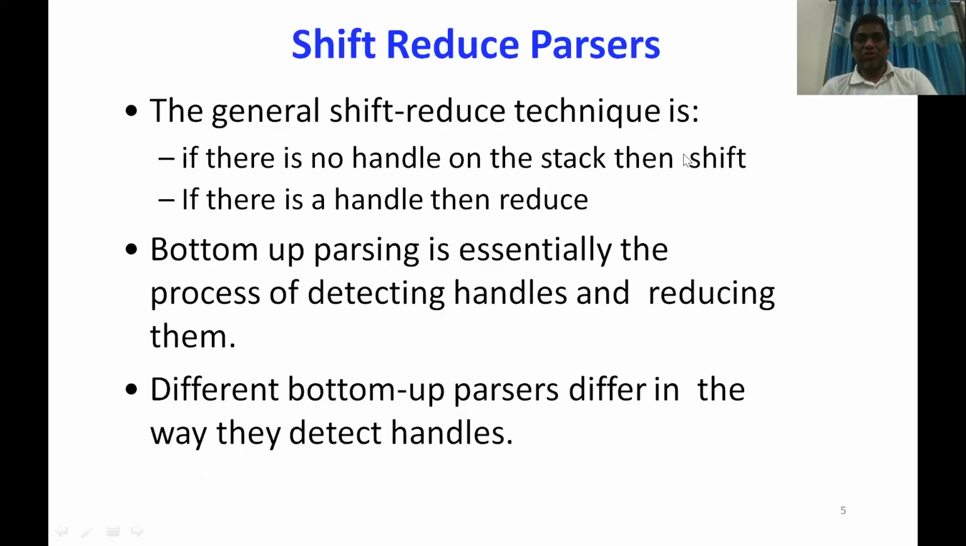So these two operations are crucial. Either we perform a shift operation or a reduce operation, or other than these two, there might be two other operations: the string is accepted or the string is rejected. Bottom up parsing is essentially a process of detecting handles and reducing them. It always relies on this technique, and the way it identifies the handle and reduces will differ based on the technique we use.